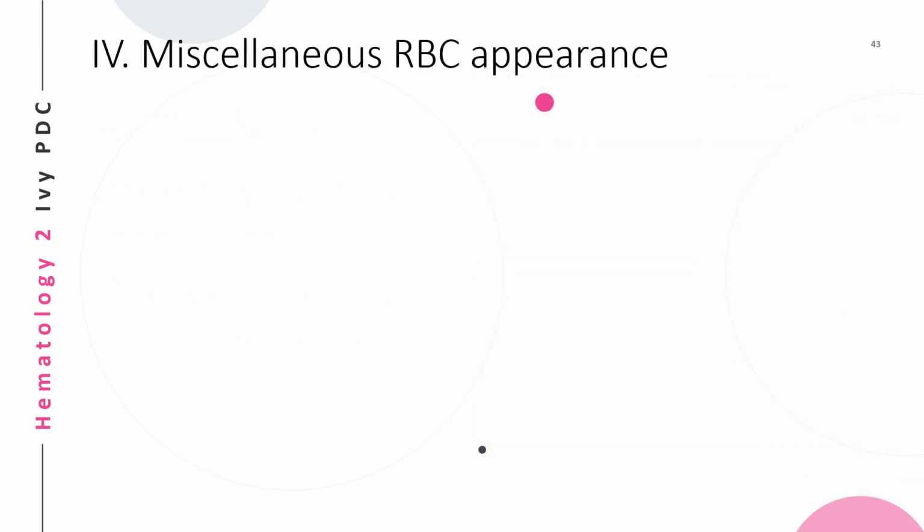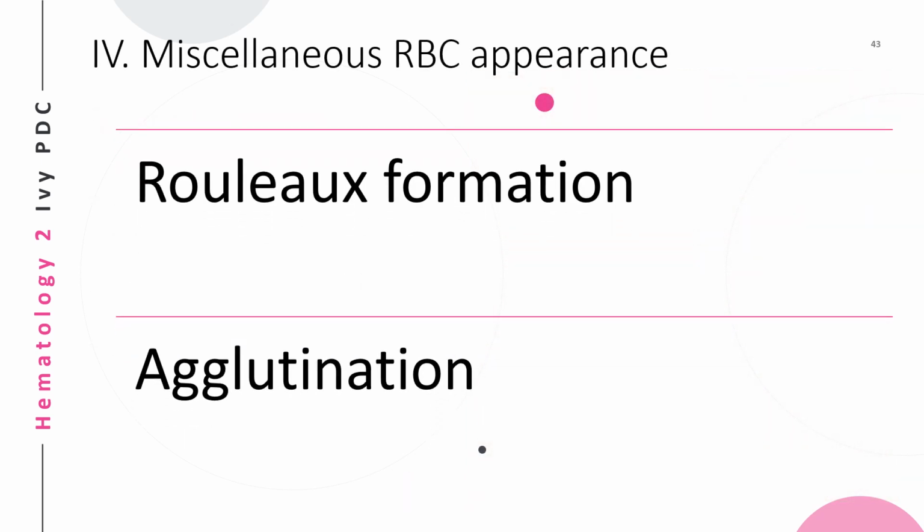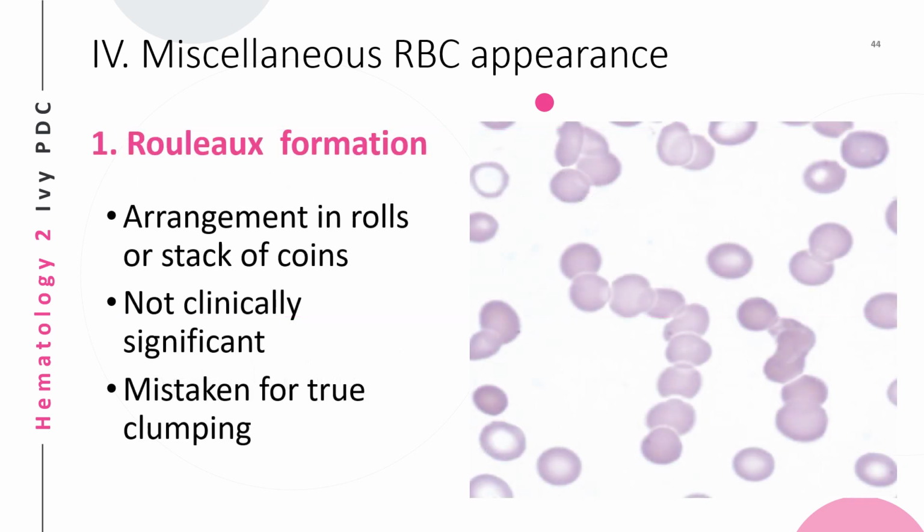Next would be the miscellaneous RBC appearance. So we have the rouleau formation and agglutination. Rouleau formation is when the red blood cells are stacked together like a stack of coins. So this is one rouleau formation. Rouleau is not clinically significant, but you have to make sure that you do not mistake it for a real RBC clumping.